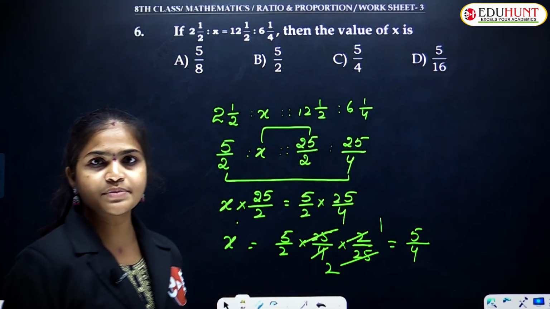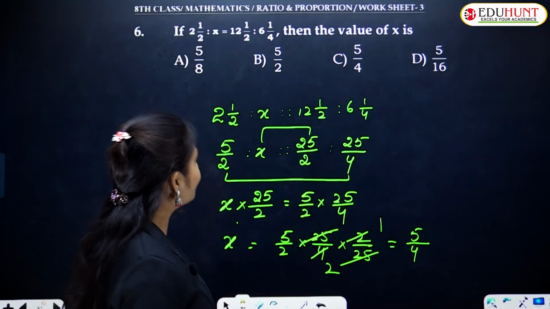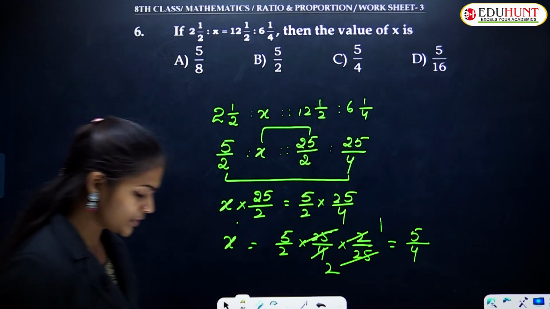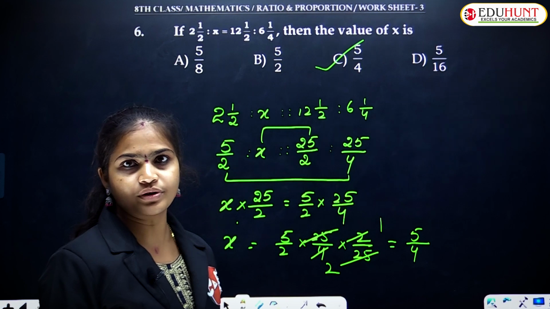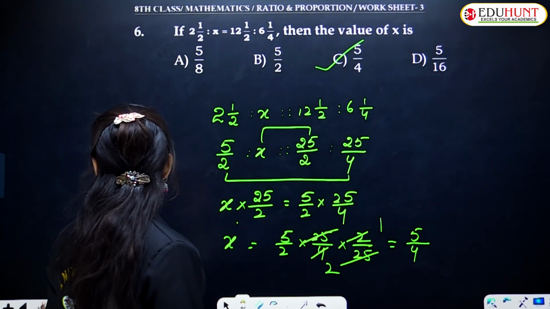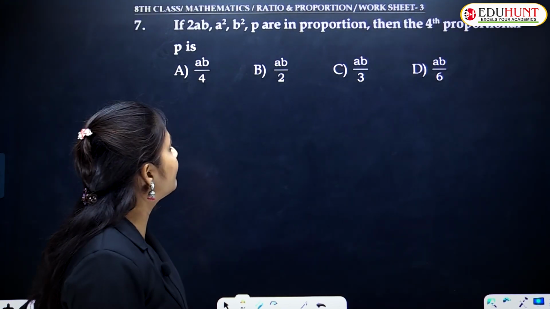So what is the value of x here? x is 5 by 4. Which option is correct here? Yes, option C is correct, that is 5 by 4. Okay, next, the 7th question, what is given?